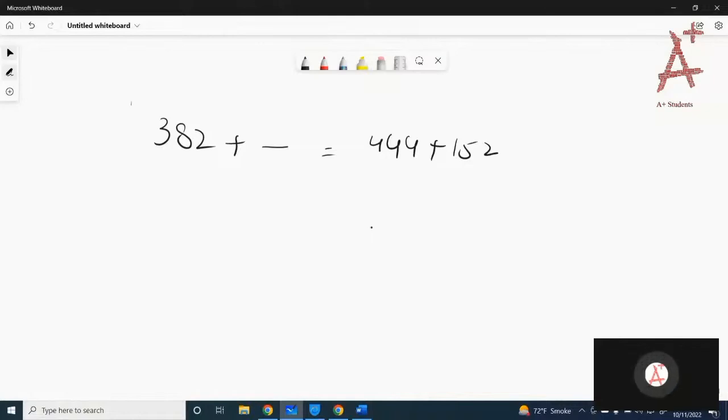Now on this left hand side you have both the numbers given, just add them.